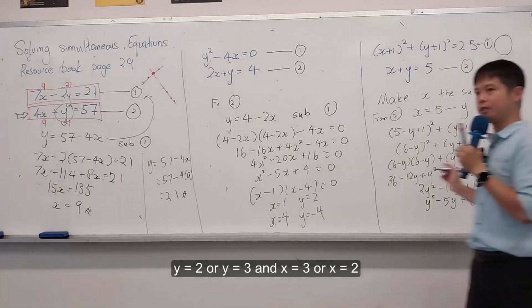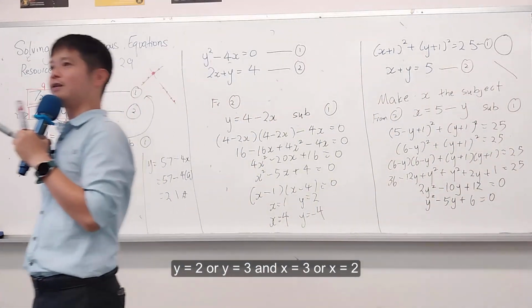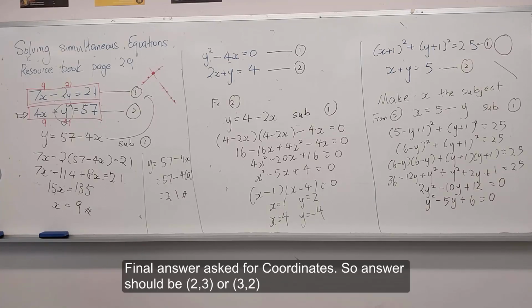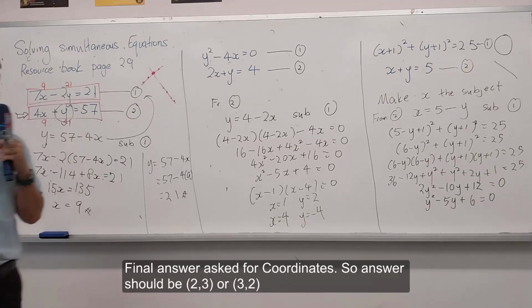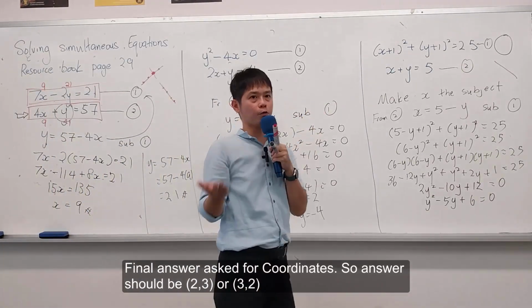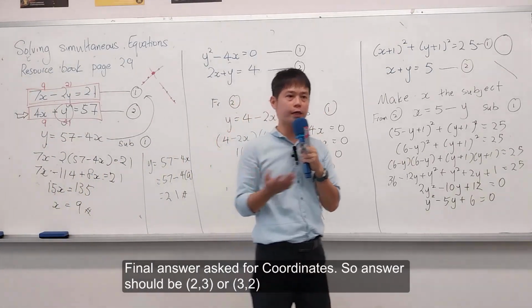And if I leave this answer here, those whom I have not gone to yet, you will lose 2 marks. Why am I losing 2 marks? You never write the answer as separate values, because the question, which I didn't write out here, is in your resource book. It is in coordinates form.